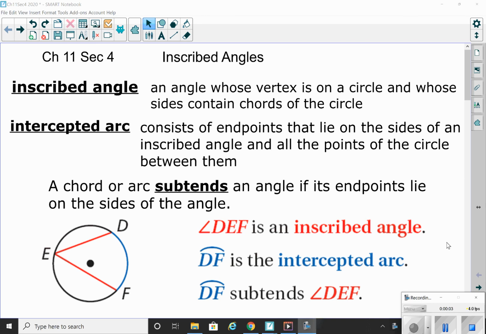Hi, this is Mrs. Young, and today's lesson, our fourth lesson on our circle unit, is all about inscribed angles. We're going to have three theorems and a corollary and a few definitions here.